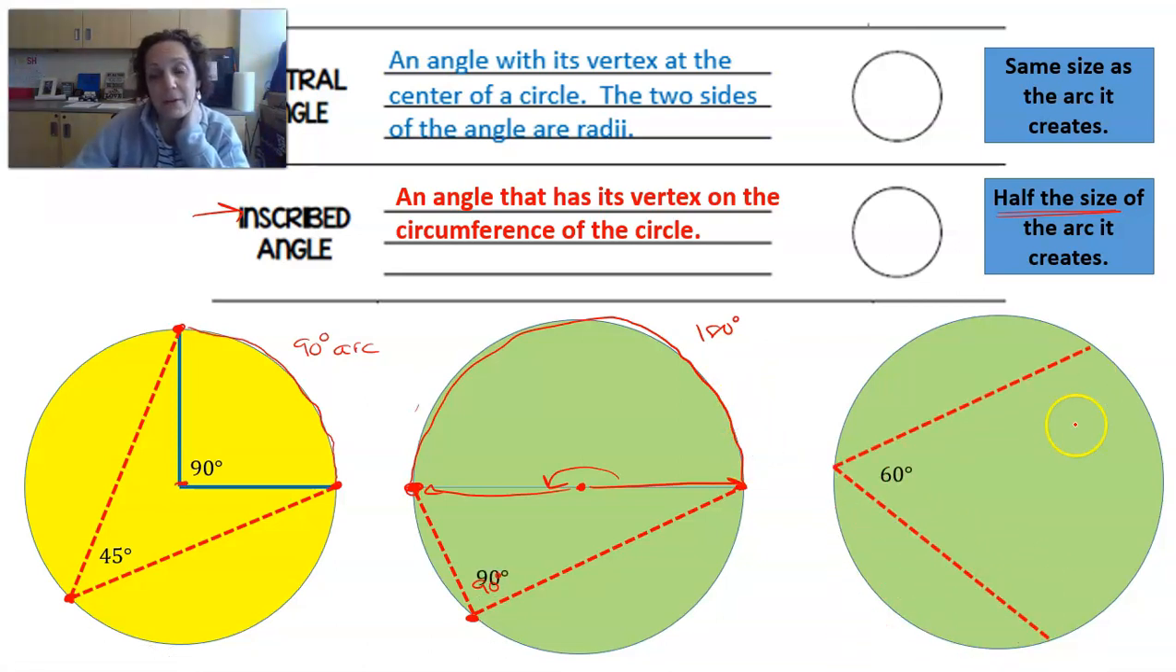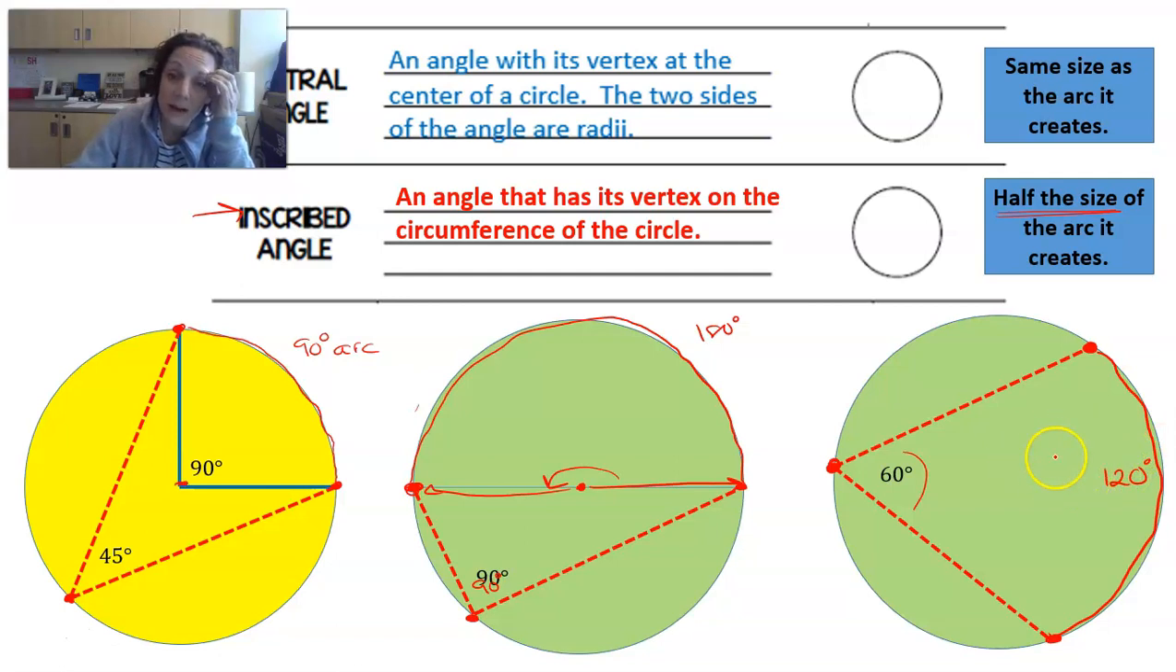So if I have this picture, this circle, they told us this is 60 degrees. Well, this is an inscribed angle. So if this angle is 60 degrees, I can follow this angle out. There's an endpoint, there's an endpoint. That means the arc that the 60-degree angle creates isn't going to be 60. It's going to be 120. It's going to be twice that.